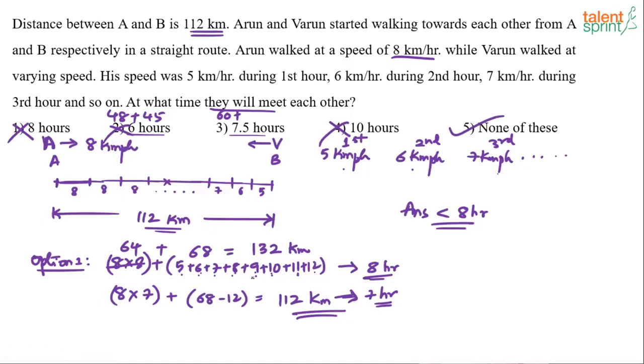Yes or no? I want total 112. It is very clear that I'll be getting something which ends in 0.5, right? But I want the answer to end with 2. Third option is also not the answer. So obviously, answer has to be option 5, none of this.